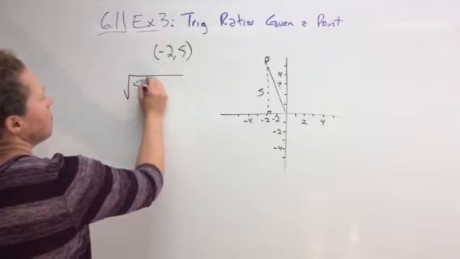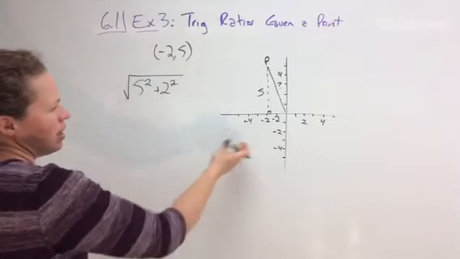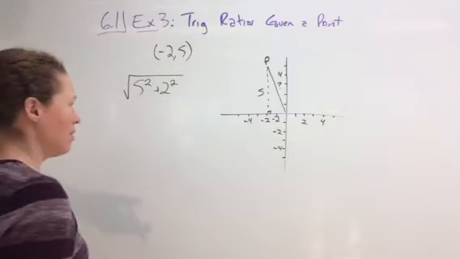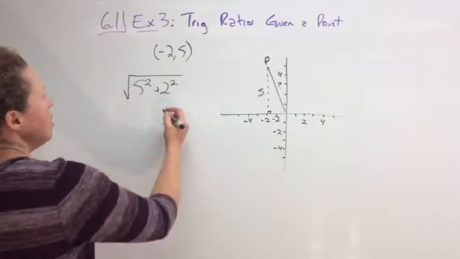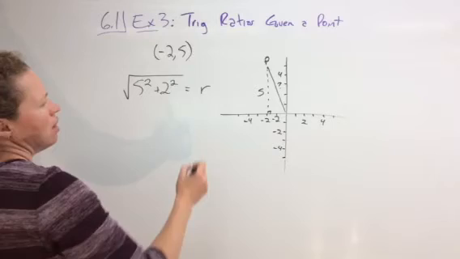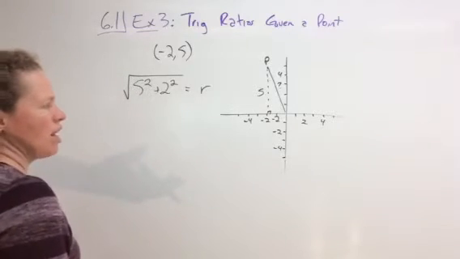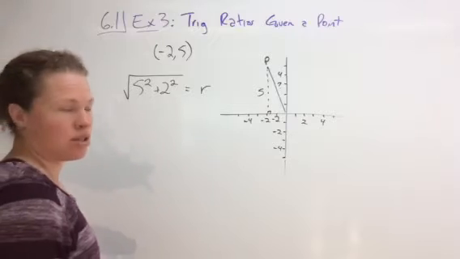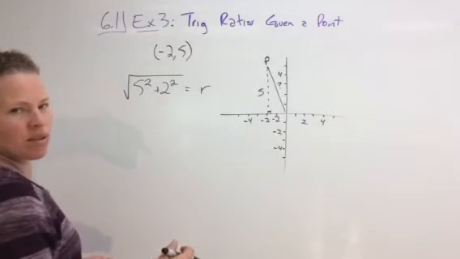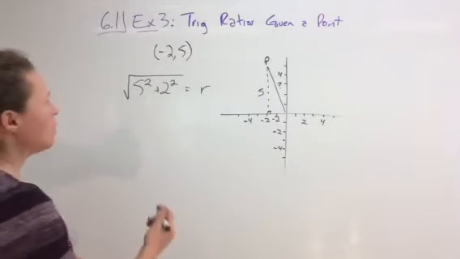Square root of 5 squared plus 2 squared. The negative part doesn't matter because you're going to square it anyway. So it's just a triangle. Is going to equal r. And that's going to be your hypotenuse, so you can use that to set up all of your trig ratios. This is one of those ones where it's not on the unit circle.